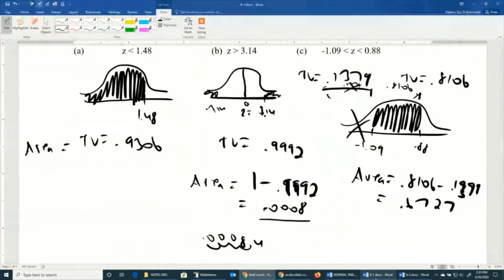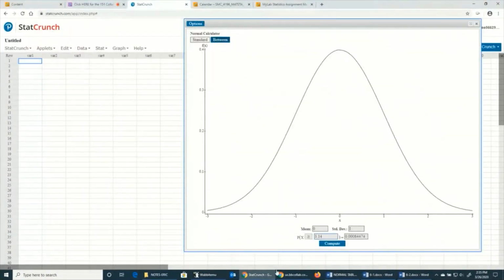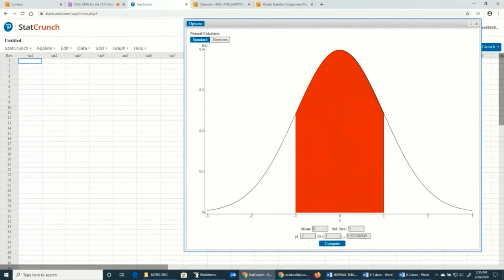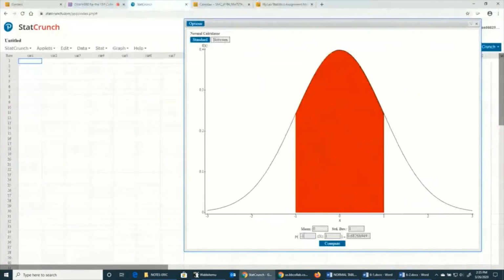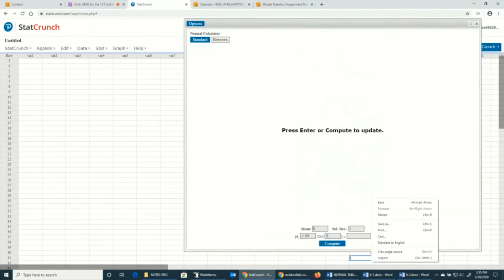Wonderful. And the last one, between negative 1.09 and 0.88. Keyword there is between. See up here, we have a between. So all I have to do is change those numbers, negative 1.09 and then 0.88. I just tabbed, by the way. I have to make sure I get the numbers in correctly. So negative 1.09 and 0.88 and hit enter.